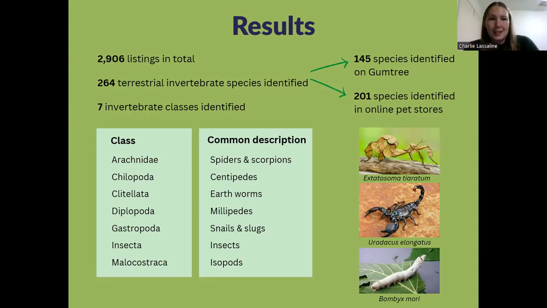And all of these species came from 7 different invertebrate classes, which fall under the common descriptions of spiders and scorpions, centipedes, earthworms, millipedes, snails and slugs, insects, and isopods. And here on the right, I've got the 3 most popular species that were for sale. We have the spiny leaf stick insect, the Flinders Ranger scorpion, and the little silkworm.